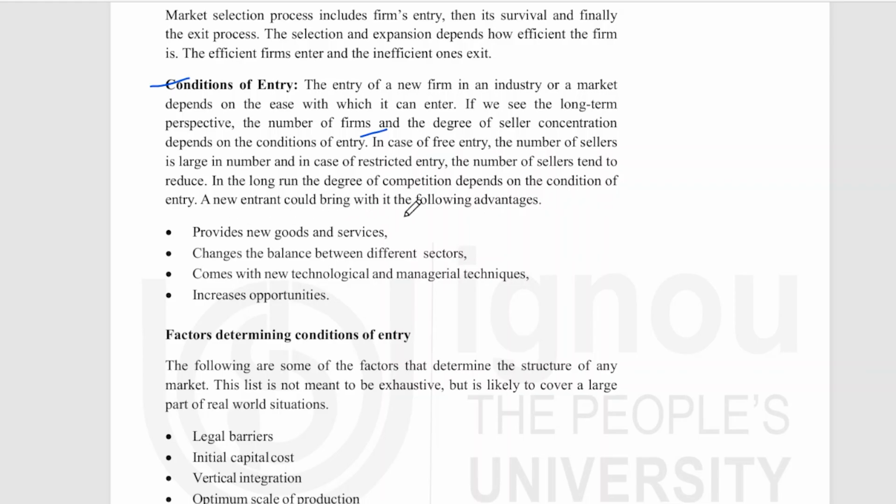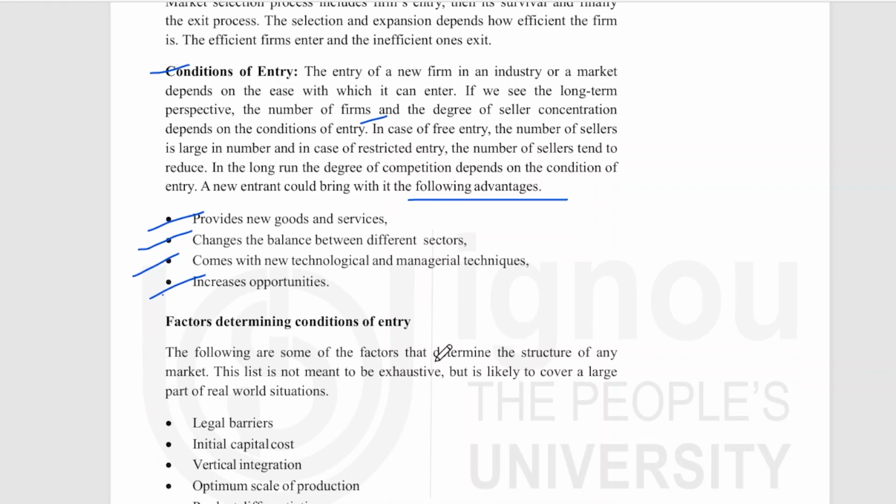A new entrant could bring with it the following advantages: one, it provides new goods and services, changes the balance between different sectors, and comes with new technological and managerial techniques and increases opportunities.